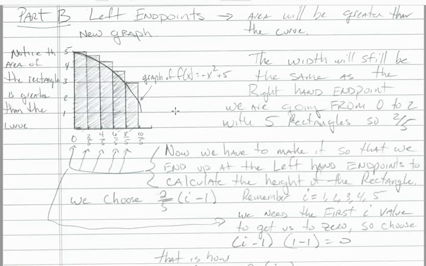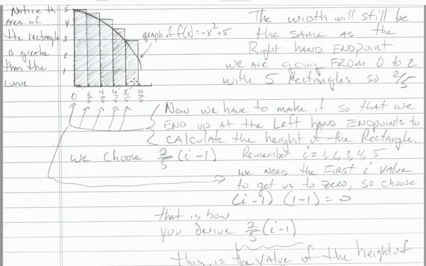So also with this is our over approximation of the area. Notice that the rectangles cover the area under the curve and then a little bit of the area over the curve. So that's our over approximation in this case.